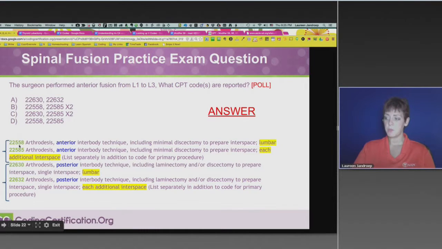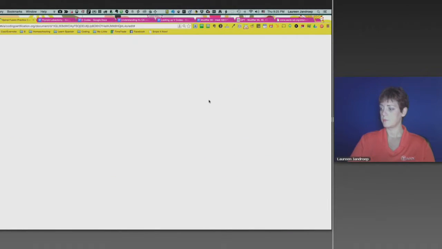The difference between the 558 and the 585 is the approach. It's the anterior interbody technique. And the difference between 630 and 632 is that they're the posterior interbody technique. So this one said the surgeon performed anterior. So right off the bat, process elimination, we're going to throw out any codes with 22630 or 632 because we're dealing with an anterior fusion.